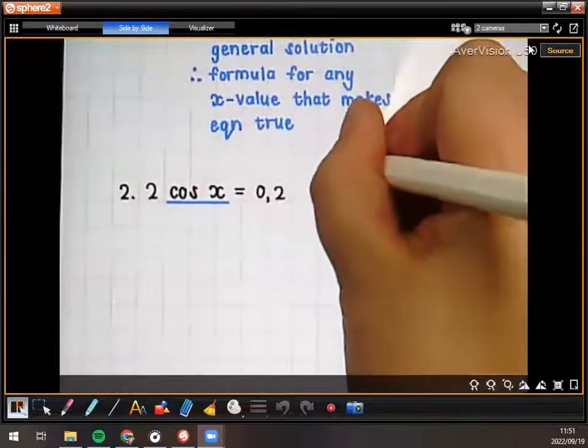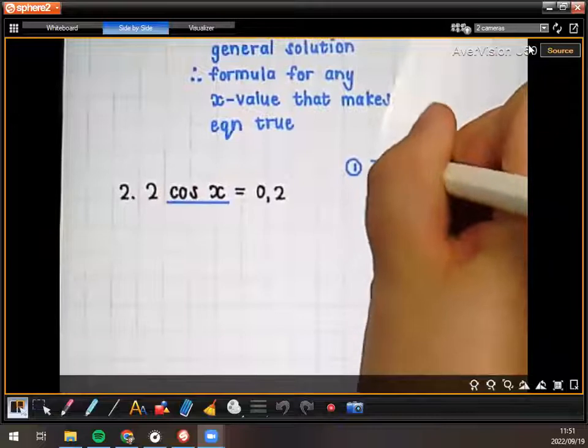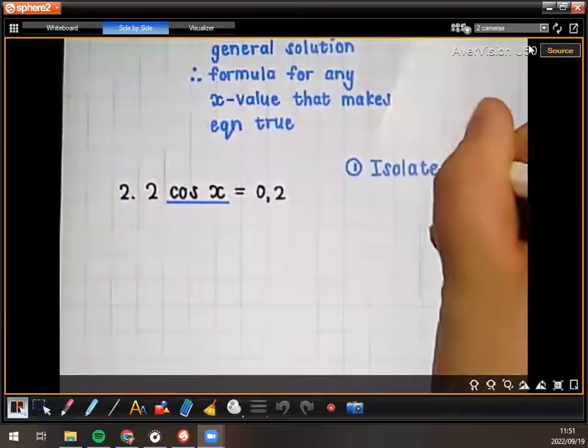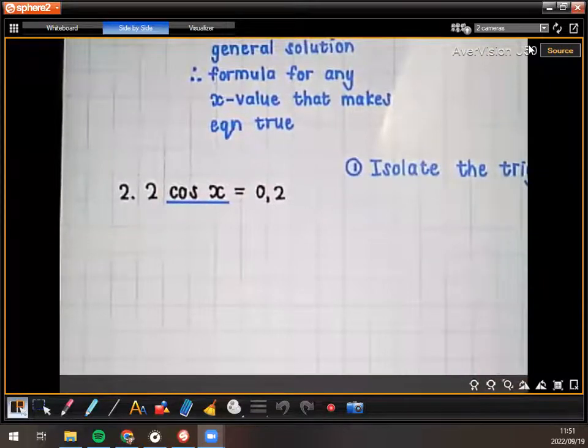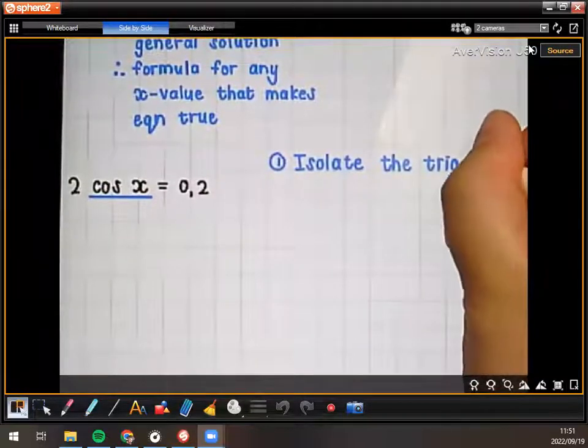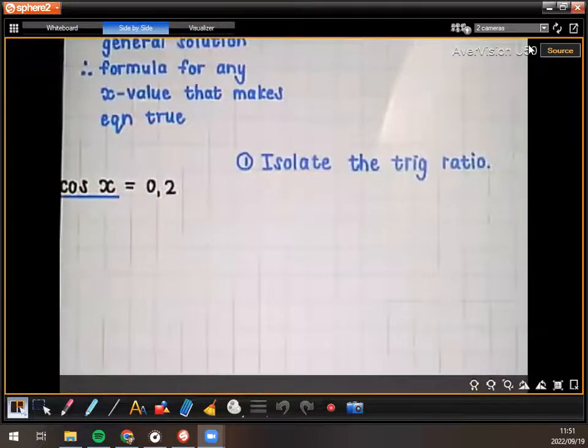So I suppose step 1 would be to isolate the trig ratio. Just write that there. That is the first step. And guys, that's also where you would get your first mark, just for getting the cos x in this case on its own.